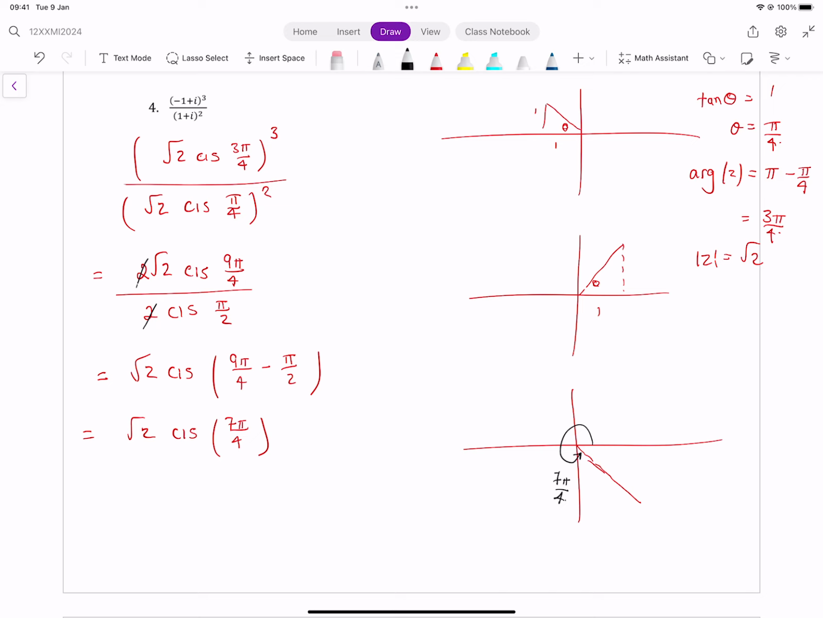But if we forget about the pi and think about it just as decimals, going straight up is going up by 0.5. Going across is going across by 1. Going down is going down by 1.5. So 7 pi on 4, or 7 on 4, is 1.75, which is greater than 1.5 or 3 pi on 2. So it has to be in the fourth quadrant. It's not going to be back in the first quadrant again because it's less than 2 pi, or less than 2.